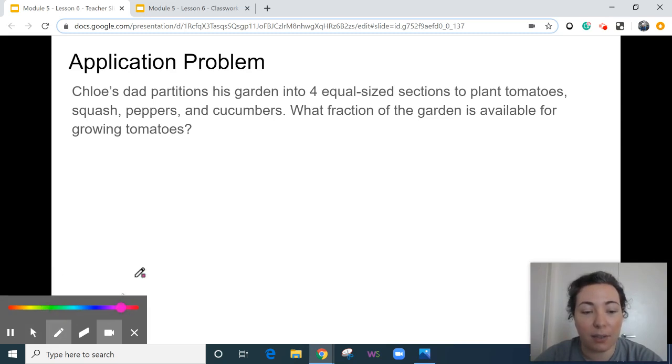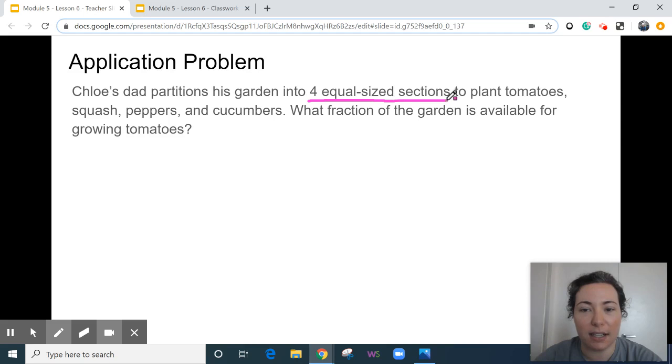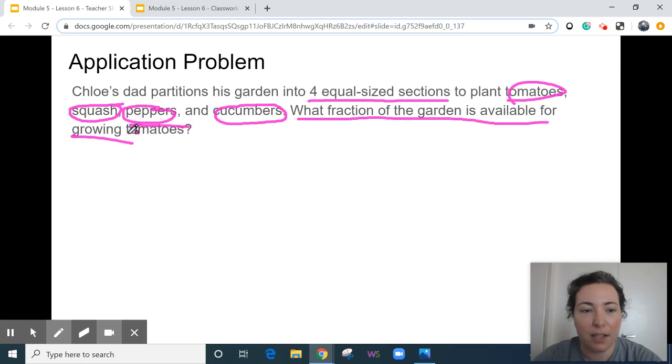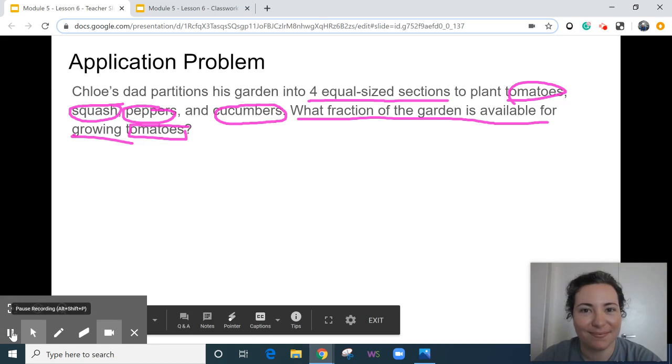So again, before you get started, make sure that you're thinking about what's important. What would you underline in this problem? So he partitions his garden into 4 equal-sized sections to plant tomatoes, squash, peppers, and cucumbers. So it's asking what fraction of the garden is available for growing tomatoes. Okay, so go ahead and pause the video and give it a try.